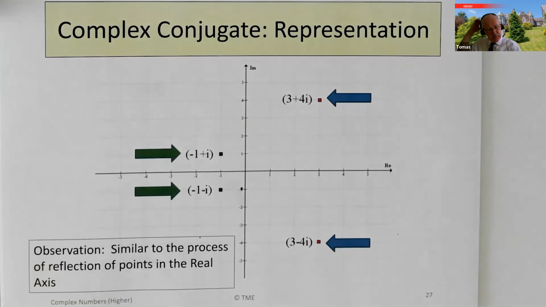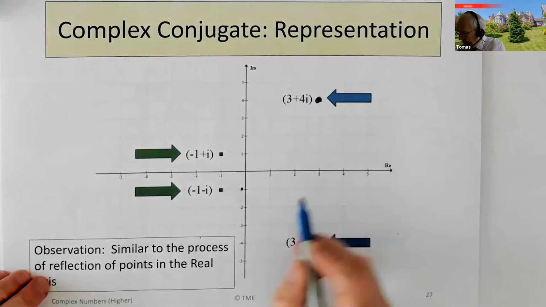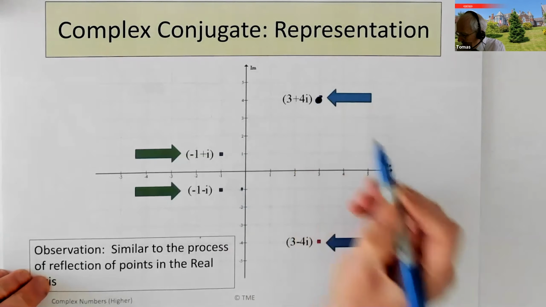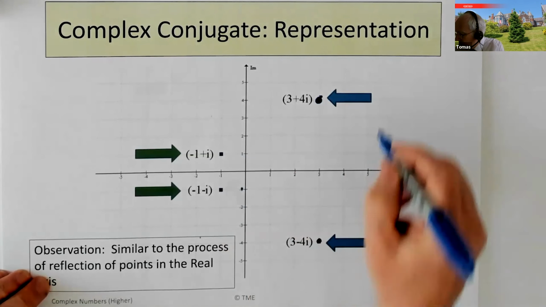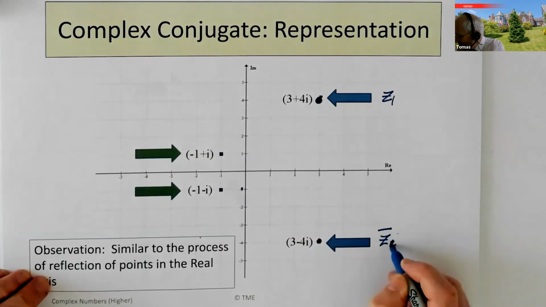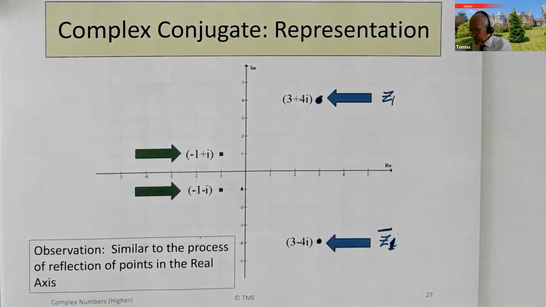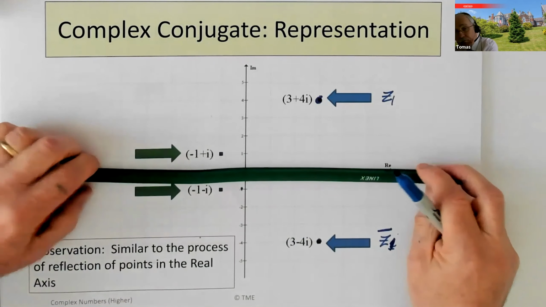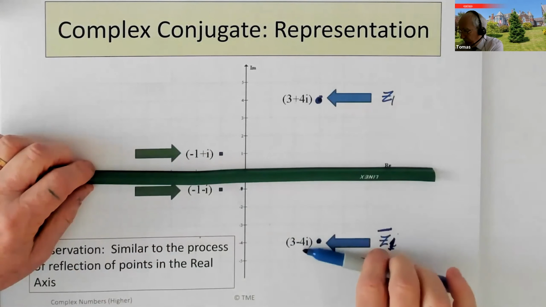So let's look at it for a moment and see what they are. Here's an example of a complex number, 3 plus 4i. It's 3 out and 4 up. But its complex conjugate is 3 minus 4i. So if this was z1, this would be called z1 bar. It would have that bar on the top. So this is the twin of that. In fact, imagine that was a mirror and you were looking into the mirror. This would be the reflection.